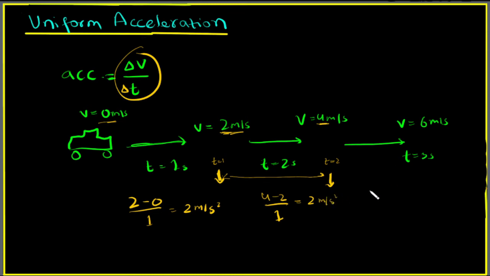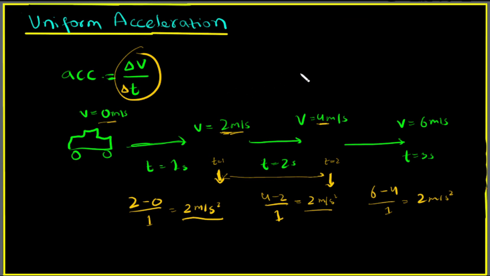Similarly, by calculation, 6 minus 4 divided by 1 would give us 2 meters per second squared. So this is a case of uniform as well as constant acceleration. The acceleration is constant. It is 2 meters per second squared, 2 meters per second squared, 2 meters per second squared. So this car is, although increasing its velocity, having constant as well as uniform acceleration because it is staying the same.